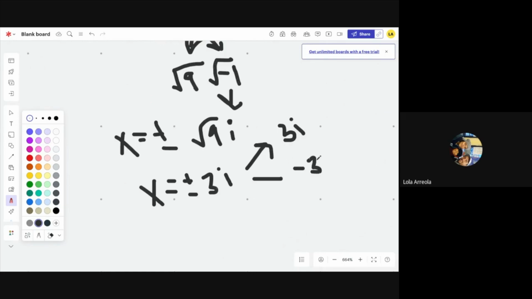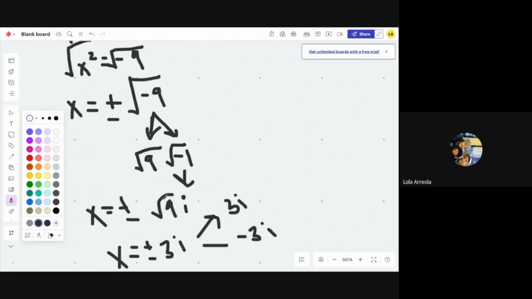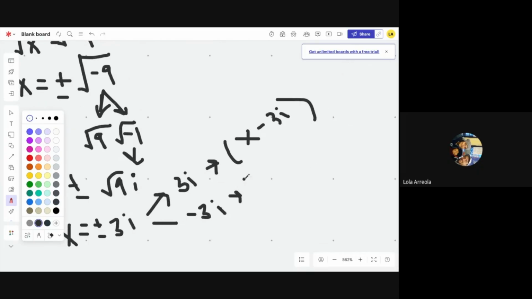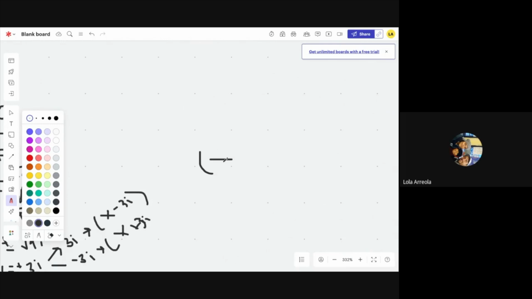So this is what I was talking about, that the complex numbers always come in pairs, positive and negative. So how would I write these as factors? These are the zeros. The factor of the zero 3i is x minus 3i. And the factor of this zero is x plus 3i. If I multiply these factors together, what do I get?